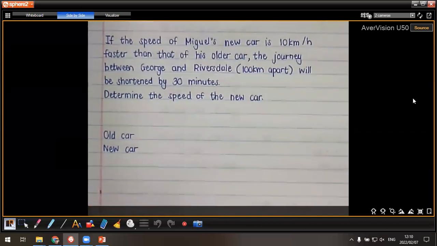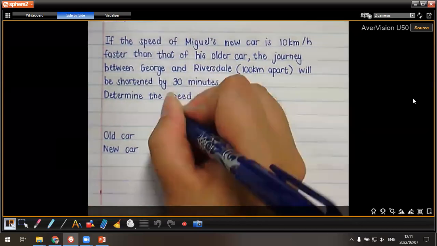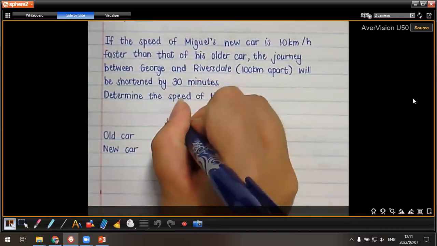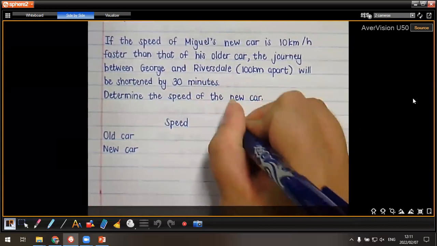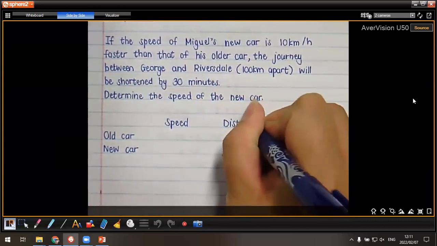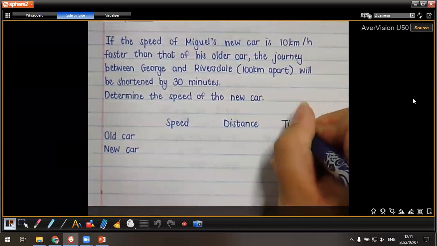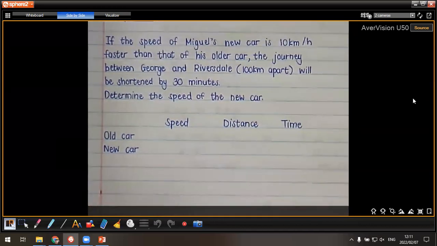And it's also a good idea to start with the original or the old or the previous, right? So we can do old car, new car, and then I'm just going to write here, literally, speed, and then distance, and then time. Then you're just going to pull the information into it. The order of your columns, I always use speed, distance, time in that order.